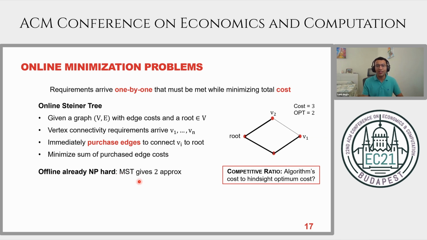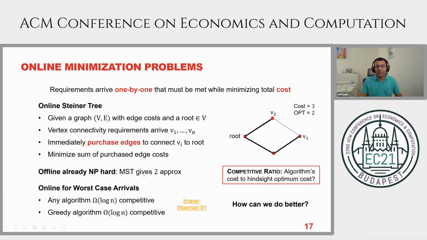You cannot do it optimally, but minimum spanning tree gives you a 2 approximation. Online, it's known that you cannot do that for worst case arrivals. The best you can get is a log-n competitive ratio, a log-n approximation. Which is decent, but it's not very good. It's not a constant approximation. So for the worst case setup, you can generalize this example and show that log-n is the best you can do.